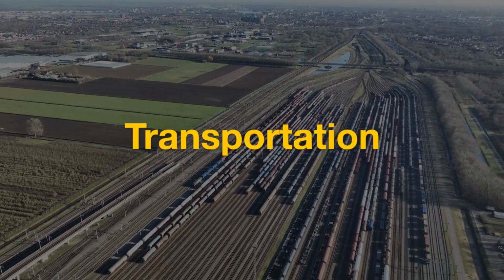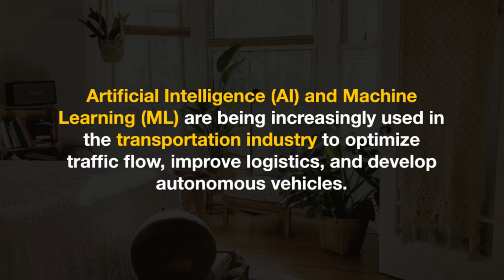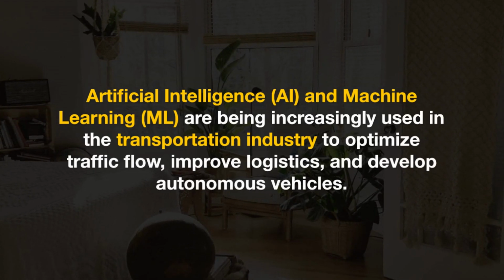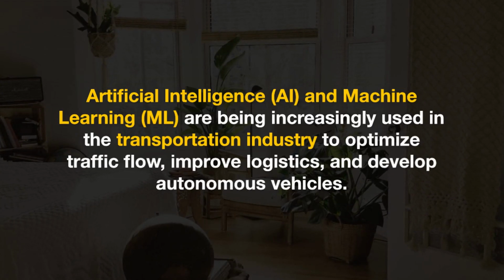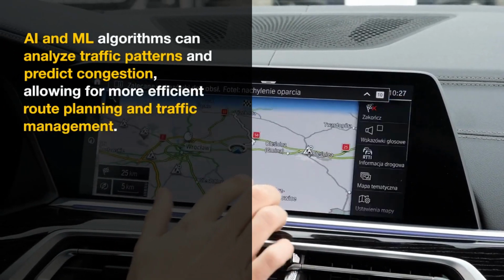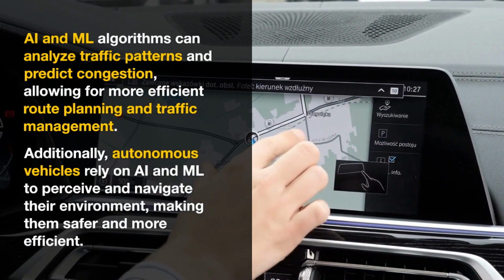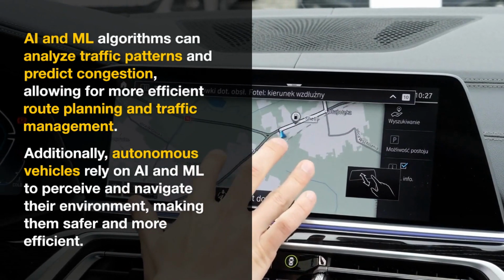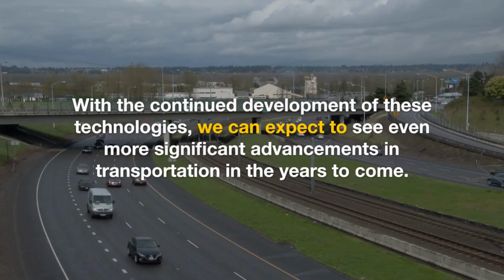Transportation. Artificial intelligence, AI, and machine learning, ML, are being increasingly used in the transportation industry to optimize traffic flow, improve logistics, and develop autonomous vehicles. AI and ML algorithms can analyze traffic patterns and predict congestion, allowing for more efficient route planning and traffic management. Additionally, autonomous vehicles rely on AI and ML to perceive and navigate their environment, making them safer and more efficient.